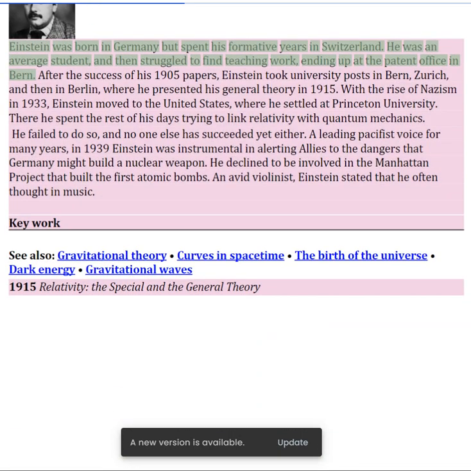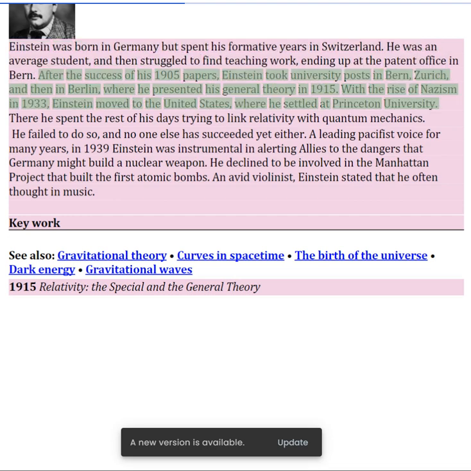Einstein was born in Germany but spent his formative years in Switzerland. He was an average student, and then struggled to find teaching work, ending up at the patent office in Bern. After the success of his 1905 papers, Einstein took university posts in Bern, Zurich, and then in Berlin, where he presented his general theory in 1915.